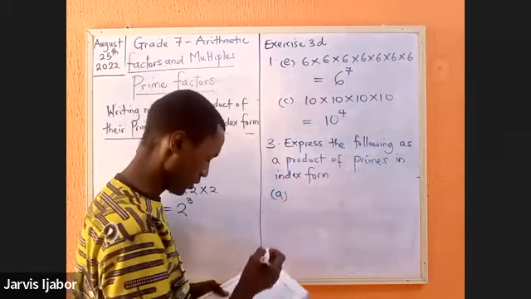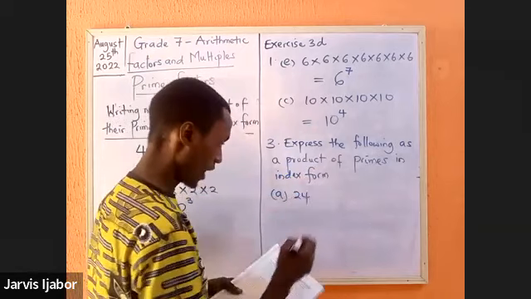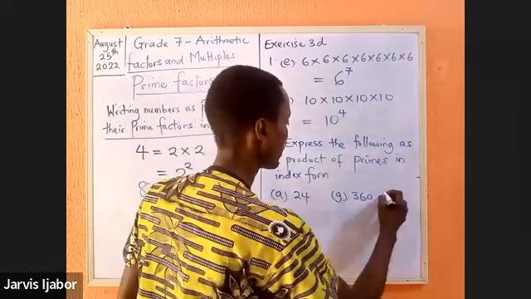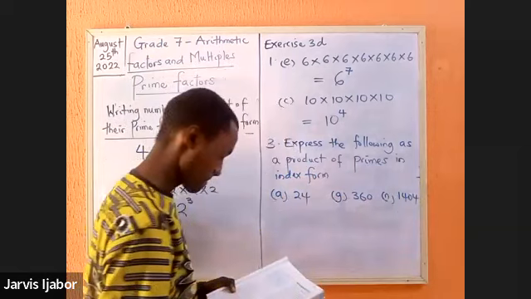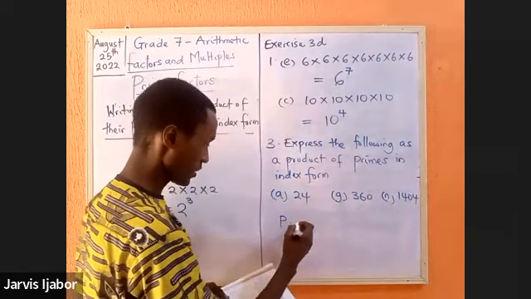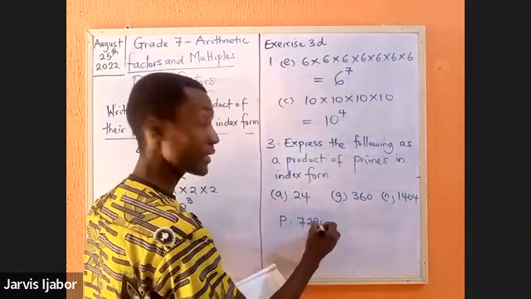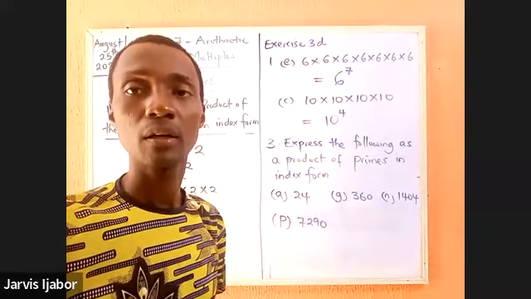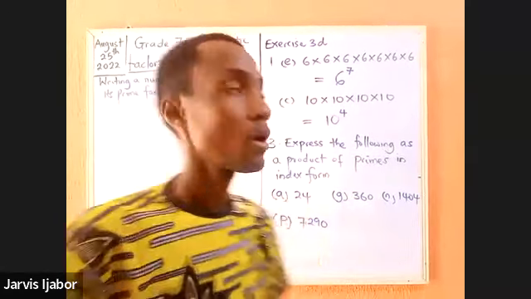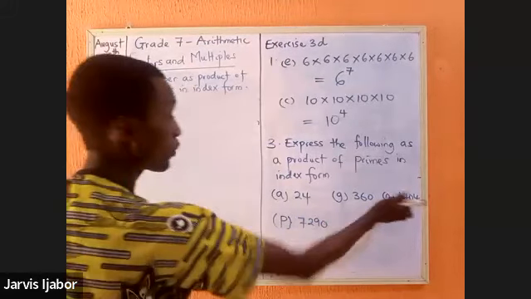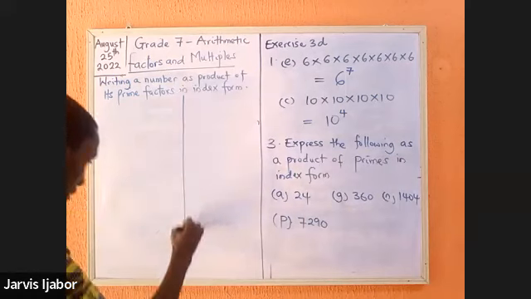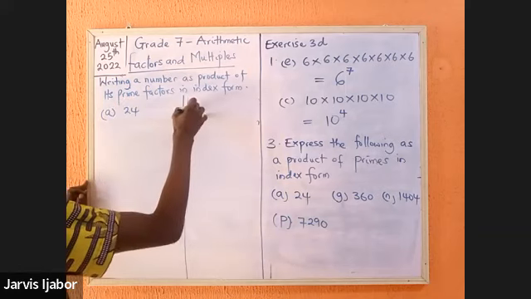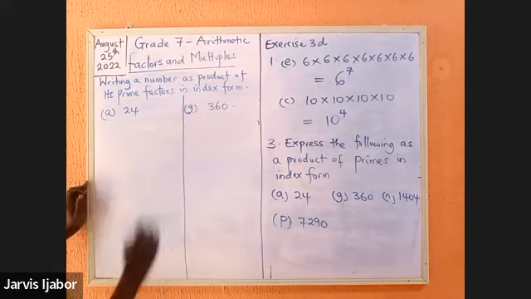So I'll just pick a few of the examples here. I'll look at A, which is 24. I'll look at G, which is 360. I'll look at N, which is 1404. And I'll look at P, which is 7,290. I'll just pick up those four, and then we will get to work. All right, I just itemized the questions I want to solve. So I'm going to roll my board. I'm going to do question A, which is 24, and question G, which is 360. All right, so let's start.